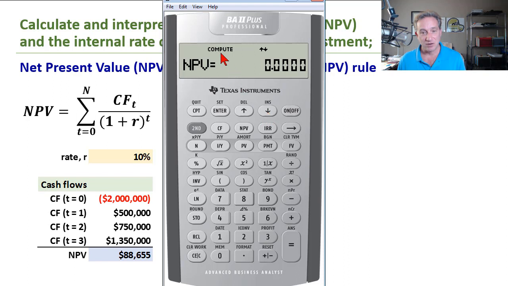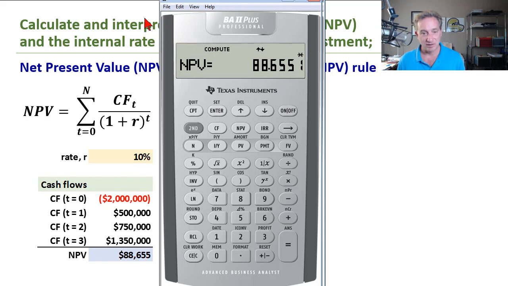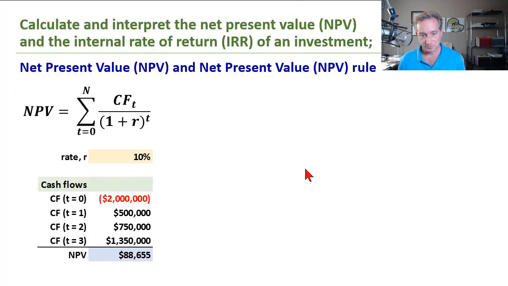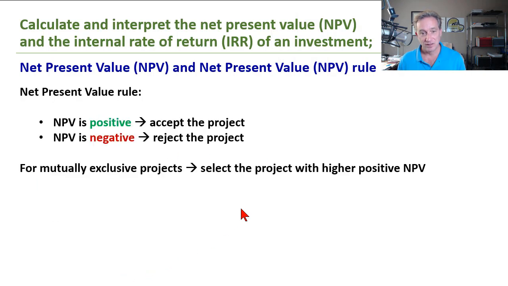And I go down arrow, and now notice I'm getting the indentation that I can actually just hit the compute, and I get the right answer, right? 88.6 is 88.6 thousand in terms of my net present value, so it works. And notice we got a positive net present value, so we can apply the rule.